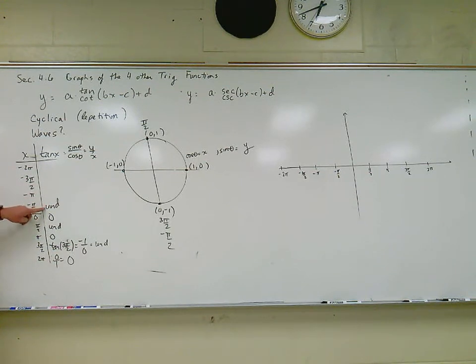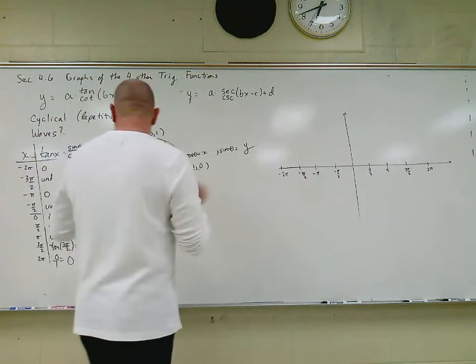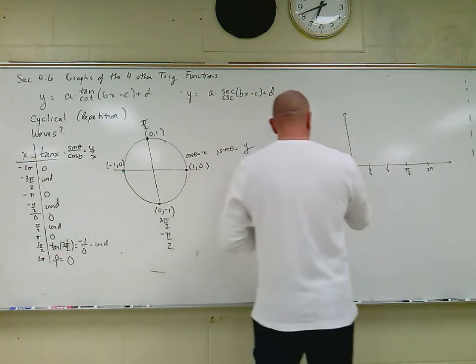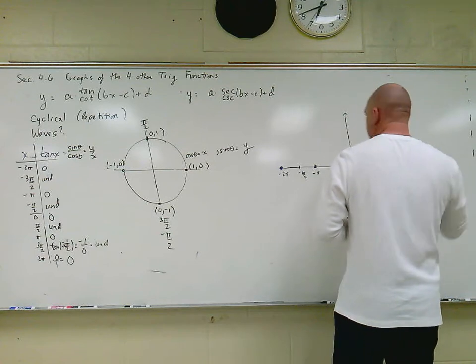So if negative pi over 2 is undefined, what's negative pi going to be? 0. 3 pi over 2. Negative 2 pi. All right, so 0 you plot, that means it's a root. It means it's on the x-axis. So if the output is 0, at each of those points I'm going to put the point there on the x-axis. Negative 2 pi, negative pi, 0, pi, 2 pi.